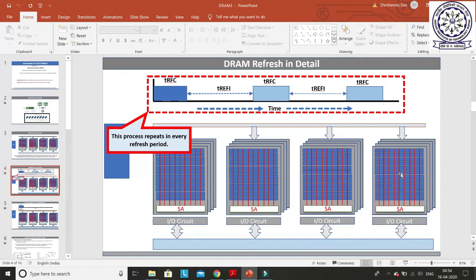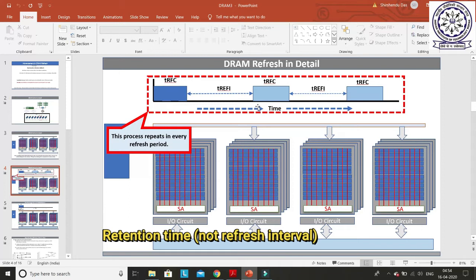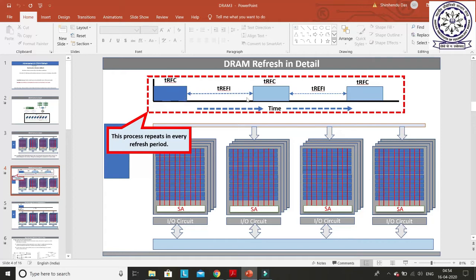And one basic concept is, if we reduce the refresh period, then the refresh interval time will also reduce, but this tRFC time will not reduce. This tRFC time will be the same. So I hope you know the difference between refresh period and refresh interval.